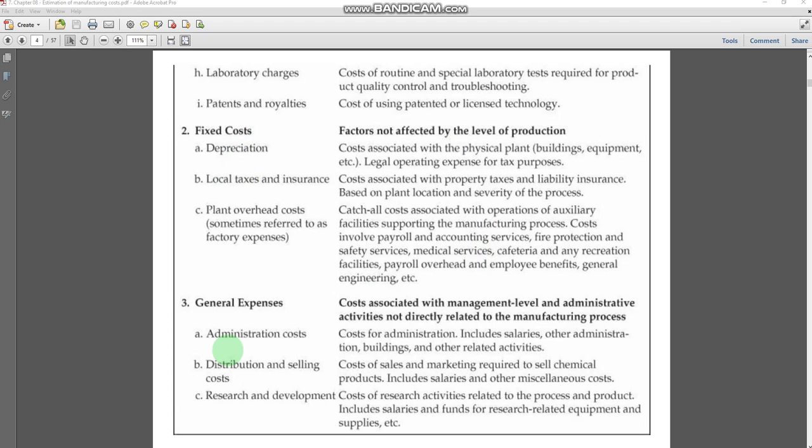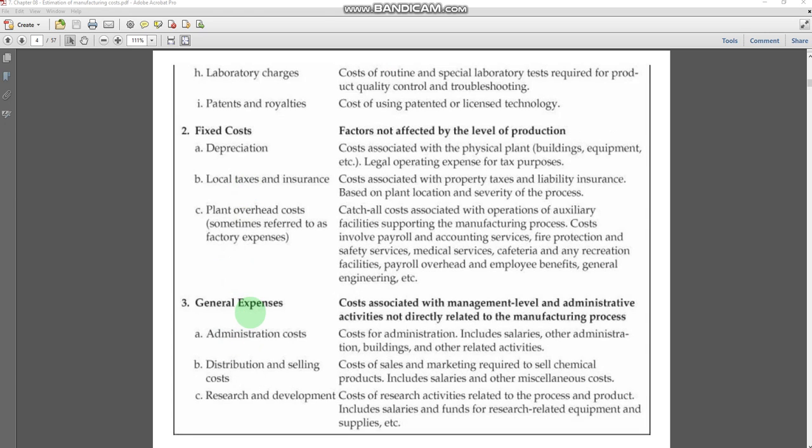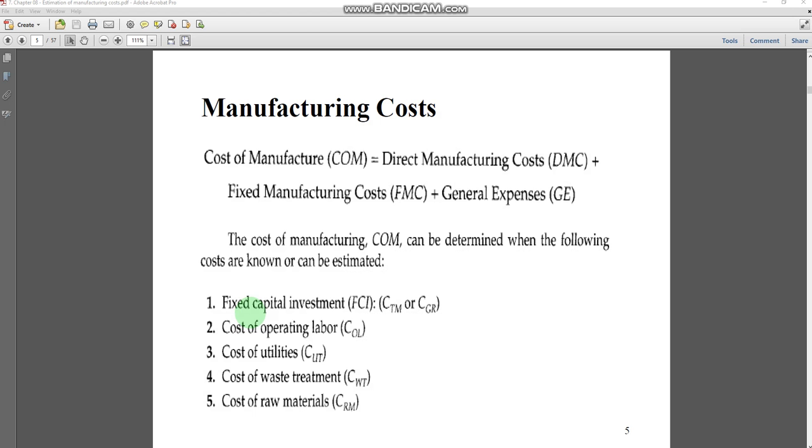need to include. And then we can have the journal expenses that include the administration cost, distribution and the selling cost, and research and development cost. So these are the different heads in which we can actually divide the manufacturing cost. It can be the direct cost, it can be the fixed cost, or it can be the journal expenses, and then we have to add up all of these things together to get the value for the manufacturing cost.